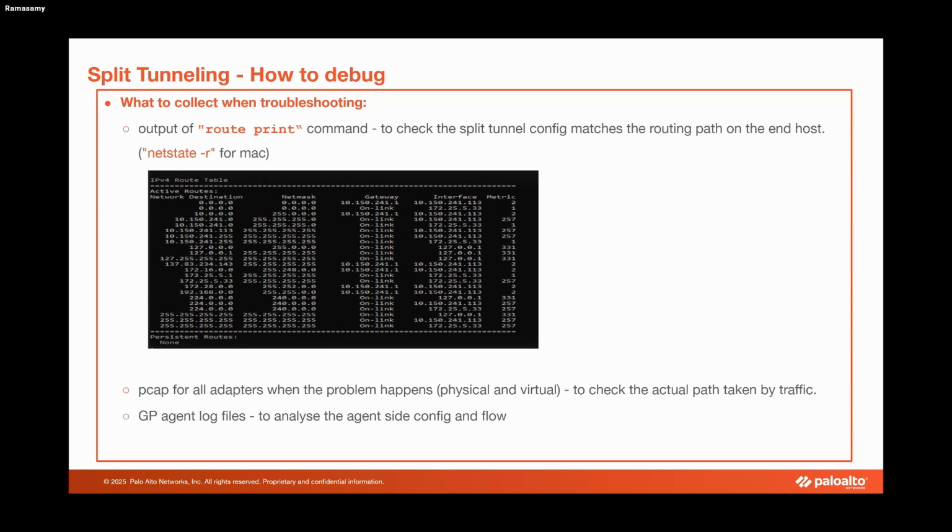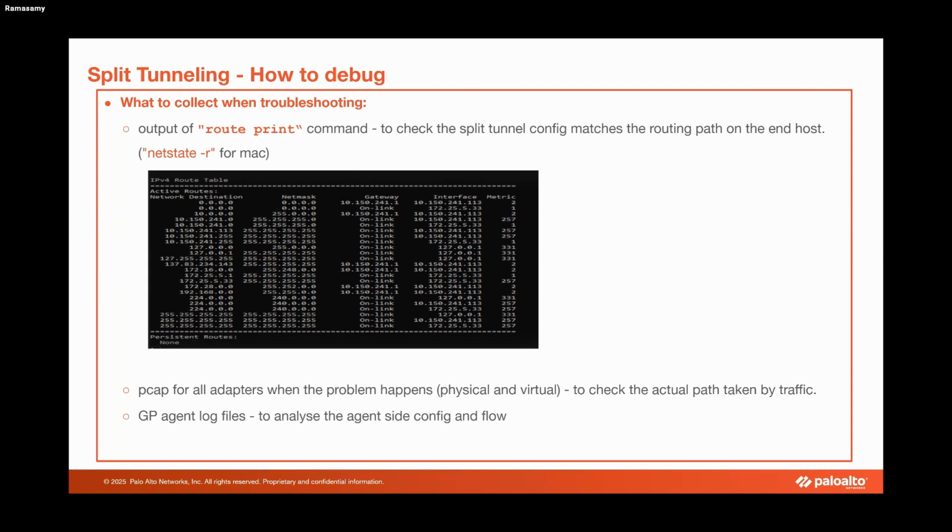The other thing which you can do is perform a packet capture on all the adapters to see whether the traffic is taking the physical or the virtual adapter. If the traffic is excluded from the tunnel, then it should flow via the physical adapter.